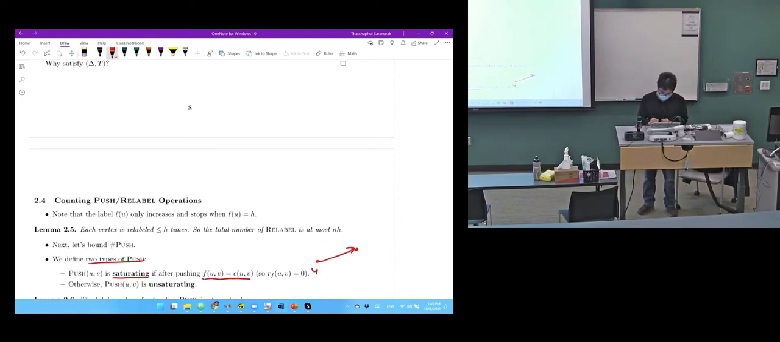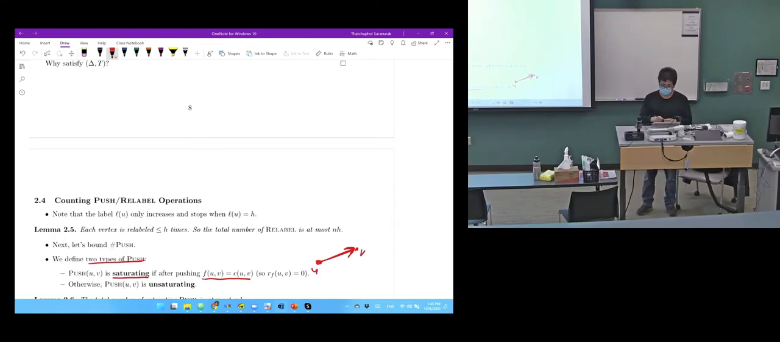Like for each edge, how many times can you do a saturating push from U to V? Once. For each edge, once. Not just once, but it's going to be something like H over 2 times, right?